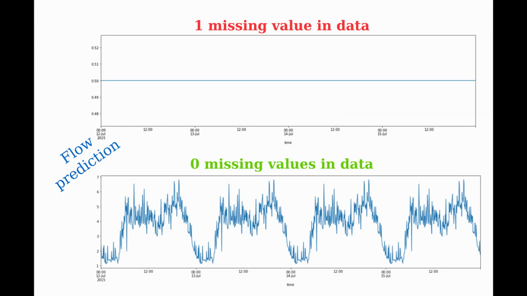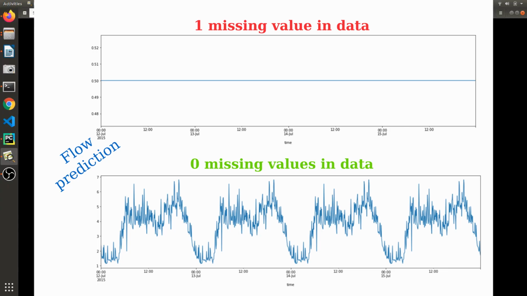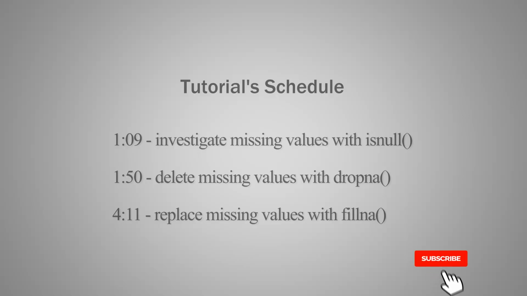Why is it important? In terms of machine learning processes, as you can see, some algorithms can't handle missing values. Here we have an example where one missing value was completely destroying the whole prediction. After removing this missing value, prediction started to make sense. In this tutorial, we'll learn basic methods to deal with missing data.